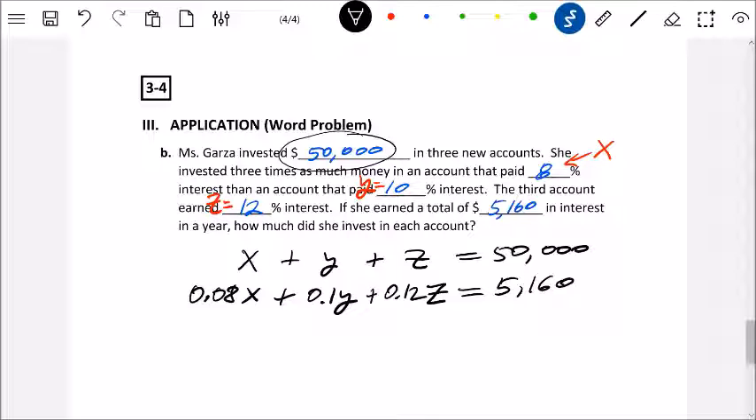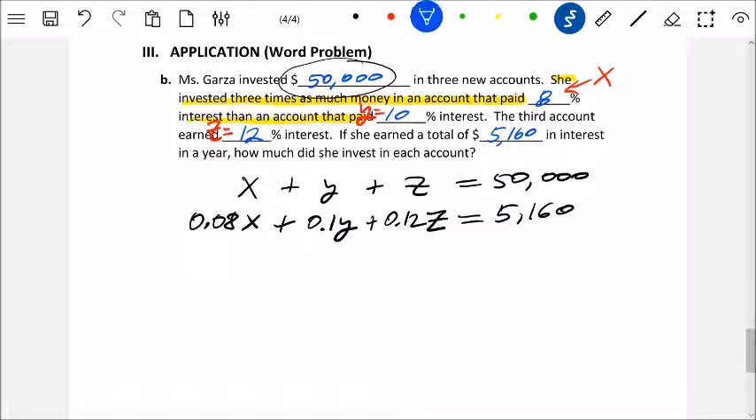Now let's look at this part that will help us get a third one. She invested 3 times as much money in an account that paid 8% than an account that paid 10%. So now we have to figure out that one of those accounts has 3 times as much money as the other account. Is it that 3 times X is equal to the amount in Y? Or is it that X is equal to 3 times the amount in Y? Which one is multiplied by 3?